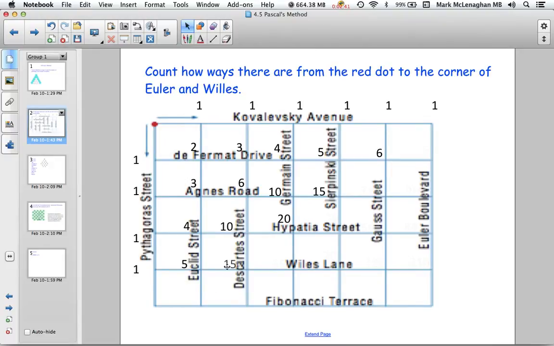Right, so now that we're on Will's Lane, the pattern changes a little bit. We're still going to use our previous two values. So there's 20 paths to this corner, 15 paths to this corner. So to get to this corner, add them together, so there's 35 paths. And the other 3 continue with our pattern.